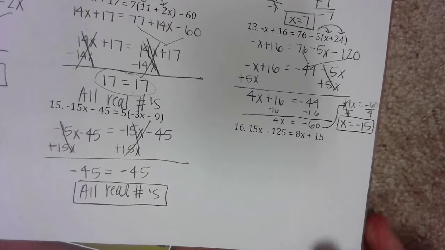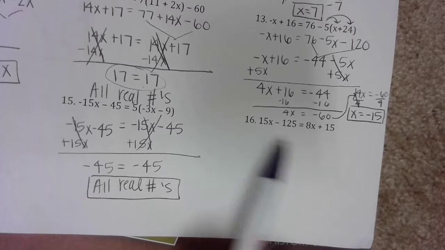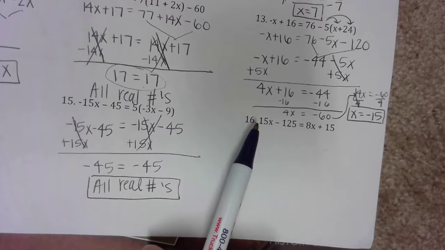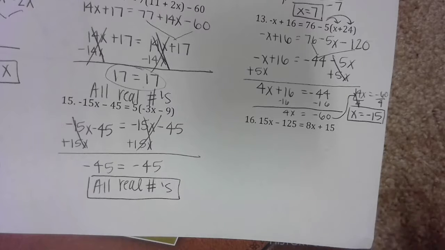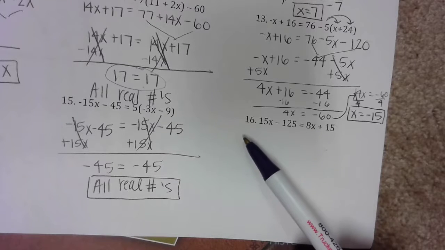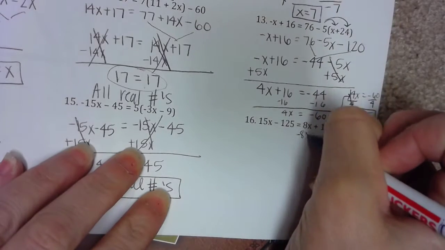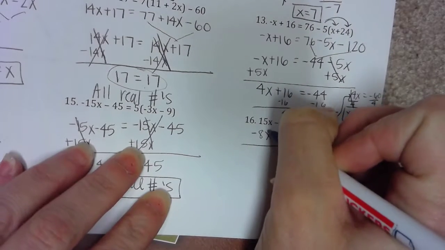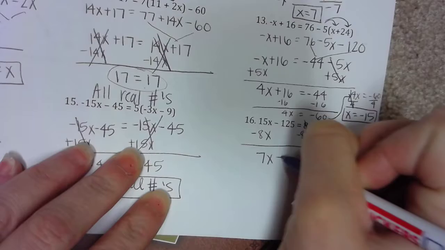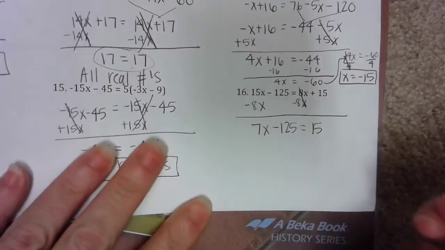Okay. Number 16. 15x minus 25 equals 8x plus 15. So you have a variable on both sides, so I'll need to get those together. What I like to do, and you don't have to do this, is always have a positive variable. So I'll subtract 8x instead of the 15x from both sides, so my variable stays positive. So I have 15x minus 8x is 7x minus 25 equals 15. And you can just solve that easy.